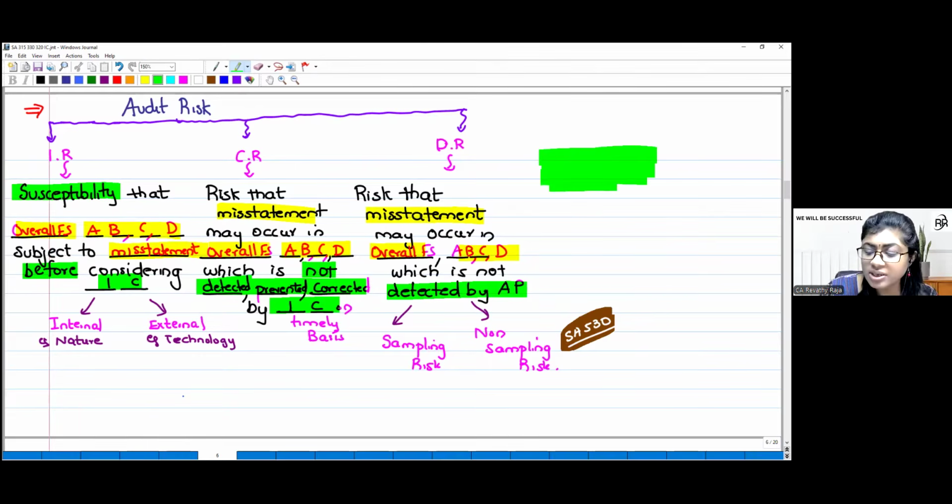And if someone is asking you, ROMM, how many components? 2. IR and CR. Audit risk, 3. IR, CR, DR. Detection risk, 2. Internal control, that's not there in our session, but still, 5. CRIMI: control environment, risk assessment process, information system, monitoring, control activities.